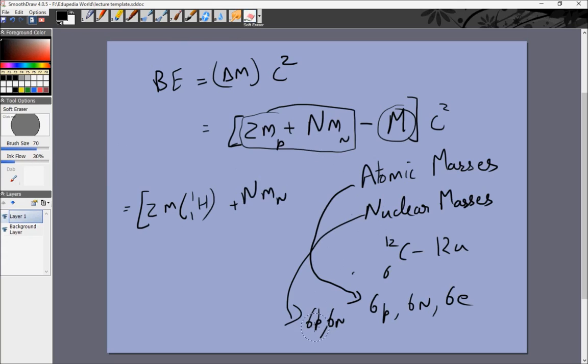Nuclear mass means the mass of protons plus neutrons. Atomic mass means the mass of protons plus neutrons plus electrons, which in general will be slightly higher than the nuclear mass.